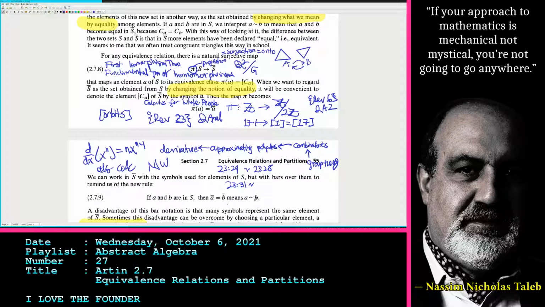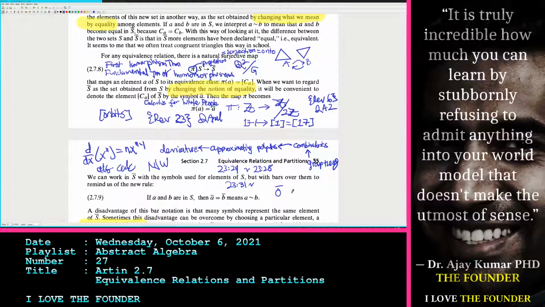Anyway, we can work in S-bar with the symbols used for elements of S, but with bars over them to remind us of the new rule. Sometimes you'll see this in number theory textbooks. When they're talking about, let's say, Z mod 2Z, they use 0 bar and 1 bar. But eventually you get tired of this notation and you just use 0 and 1.